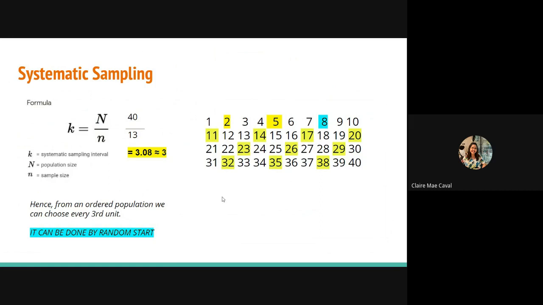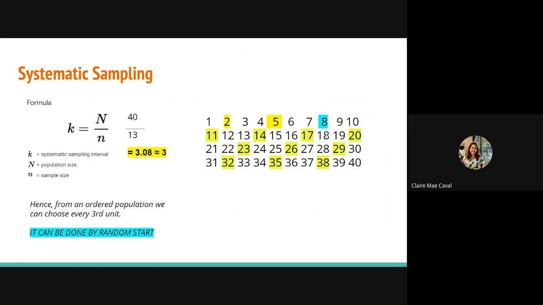For example, there are 40 students, that's the population size, and we're going to take only 13 students out of the 40 students. Okay, so 13 there is the sample size, 40 is the population size. So 40 divided by 13 using this formula is equal to 3.08, or that's rounded off to 3. Okay? Hence, here let's look at this. So there are 40 students. Ito yung mga 40 students.